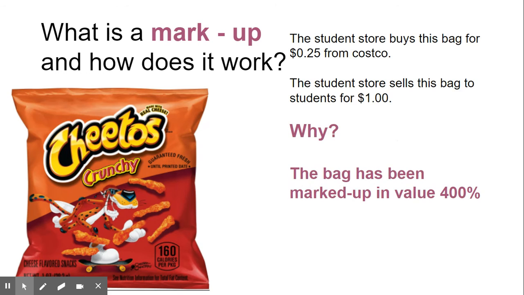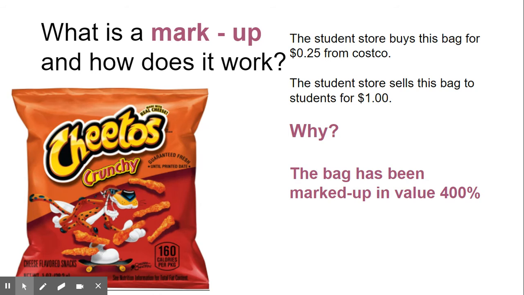So envision your school student store. And let's say somebody buys this bag of Cheetos for 25 cents at Costco. Now, the student store sells this bag to students for $1. Why do you think? Okay, well, the student store is actually trying to make money off of us, just like any other business. They buy things a little bit cheaper and mark them up. That means increase the price to make money. So the bag actually has been marked up in value 400%.